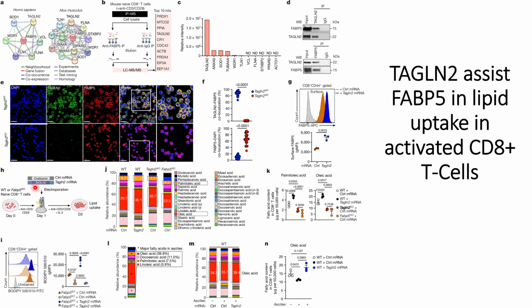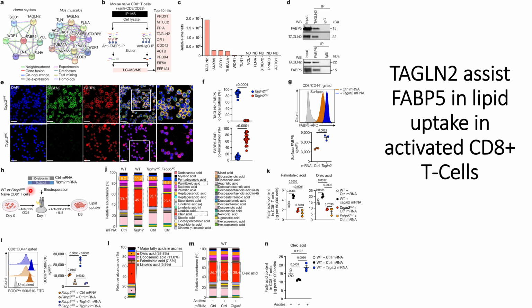They wanted to check the CD8 plus cells. They wanted to check the relationship between CD8 plus activated cells and the expression of FABP5. So what they did is they took wild type cells and FABP5 knockout cells, and the naive CD8 plus T cells, that is the non-activated CD8 plus T cells.